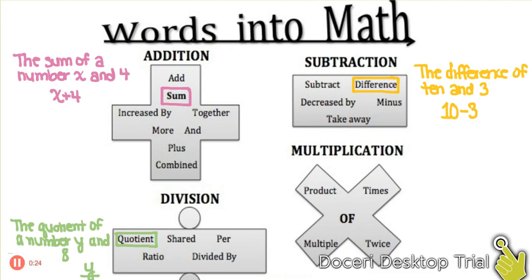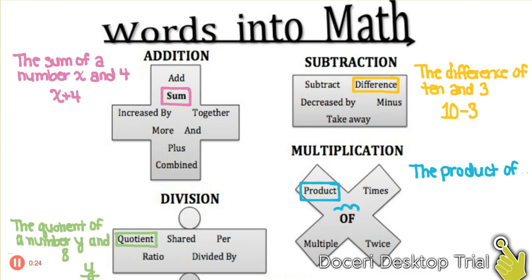And then last but not least, we have multiplication. Multiplication, we have product, times, of, multiple, and twice. So product is used just like sum, difference, and quotient. So we would always say the product of, and then you would tell me the two things separated by the word and.